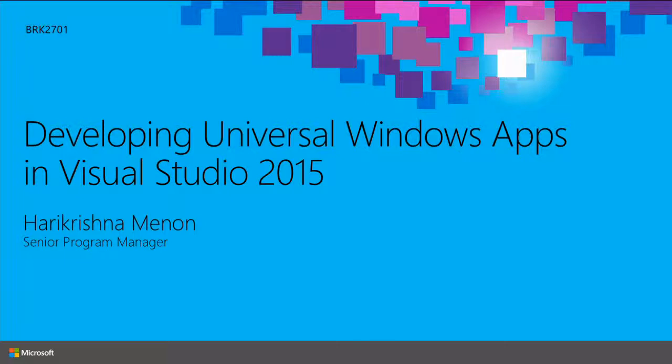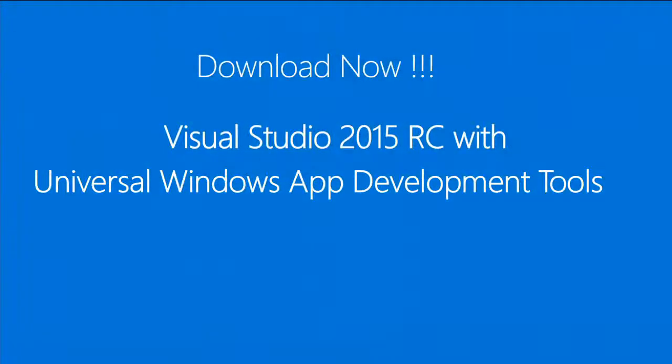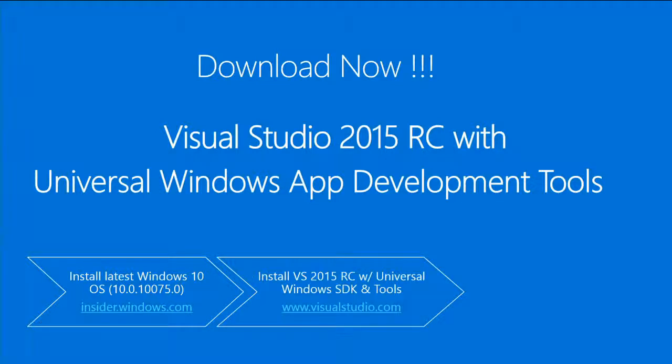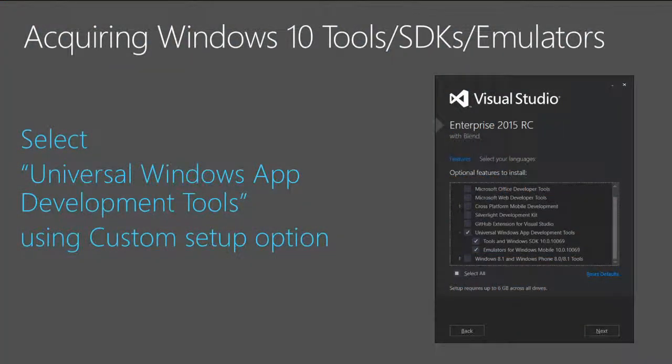So hopefully, you have all, did you guys see the Build keynote? In the Build keynote, they talked a whole bunch about the new Universal Application Platform. If you have not downloaded 2015 yet, please do it after this session because you really need Visual Studio 2015 RC to try out anything that I'm talking about today. You can install the latest Windows 10 from insider.windows.com. The flight that you have to install is 175. You can get the latest VS and the SDK and the tools from visualstudio.com. And finally, once you have these, you're good to go.